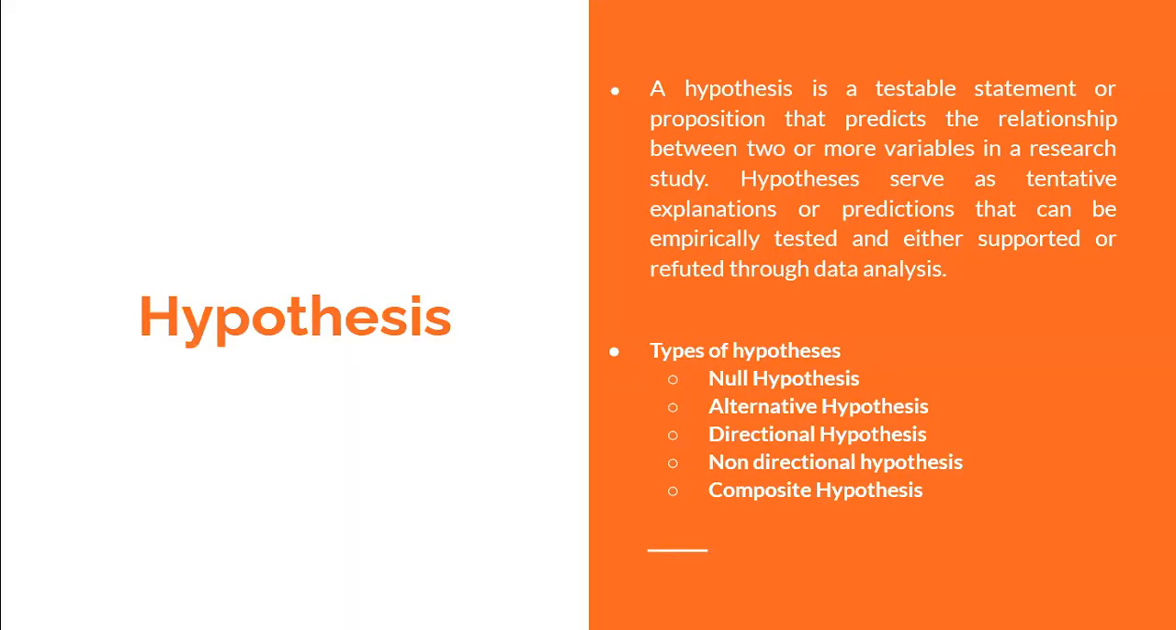Hypothesis is a term that is most important before starting a research. A hypothesis is a testable statement or proposition that predicts the relationship between two or more variables in a research study. Hypotheses serve as tentative explanations or predictions that can be empirically tested, and they are supported or refuted through data analysis. There are different types of hypotheses: null hypothesis, alternative hypothesis, directional hypothesis, non-directional hypothesis, and composite hypothesis.